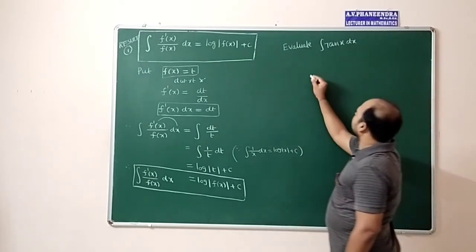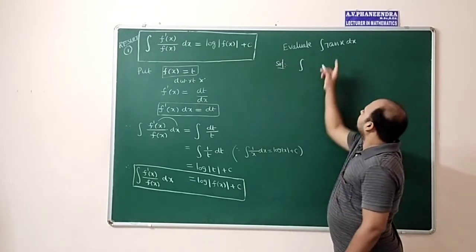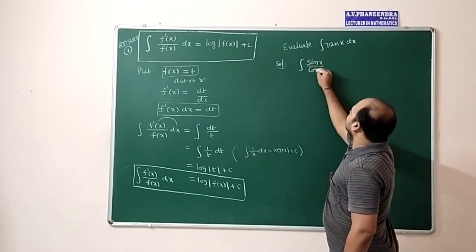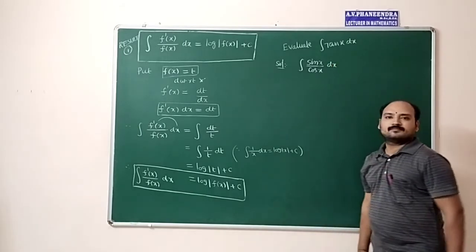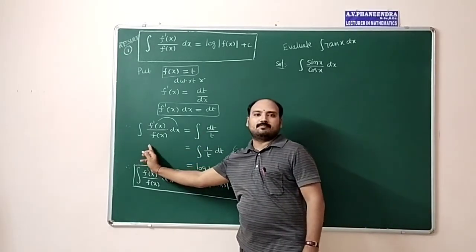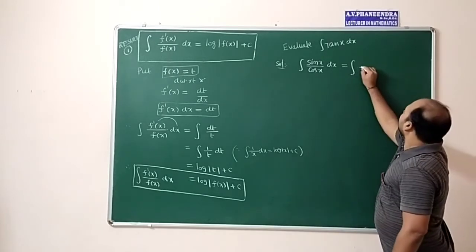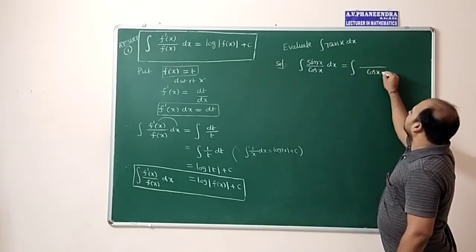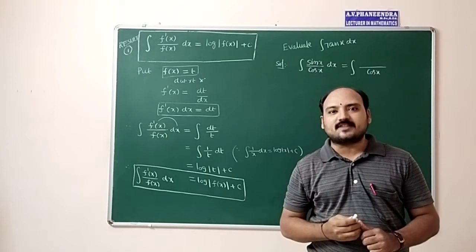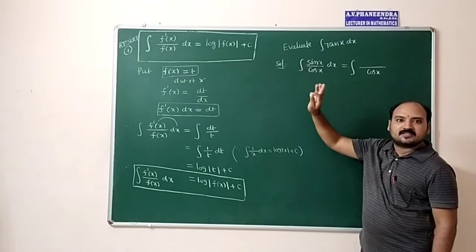So first of all, integral tan x can be written as integral sin x by cos x into dx. I want to convert this into the form of the formula, which has cos x in the denominator. What is the derivative of cos x? The derivative of cos x is minus sin x. But in the numerator, minus sin x is not there.